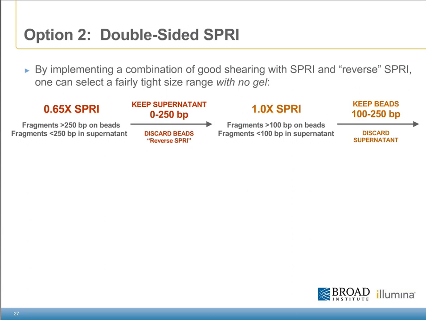It's a 1X SPRI. What this is going to do is bind everything above 100 base pair on the beads and leave everything below 100 base pair in the supernatant. And this time we are going to keep the beads. So we're going to throw away that supernatant that has all the small stuff in it and keep the beads, which now has everything 100 to 250 base pair bound.